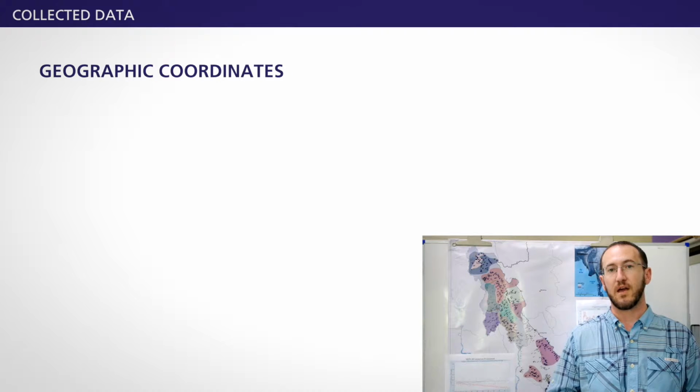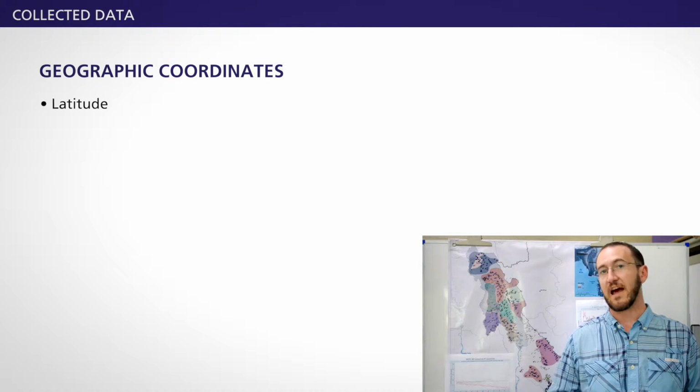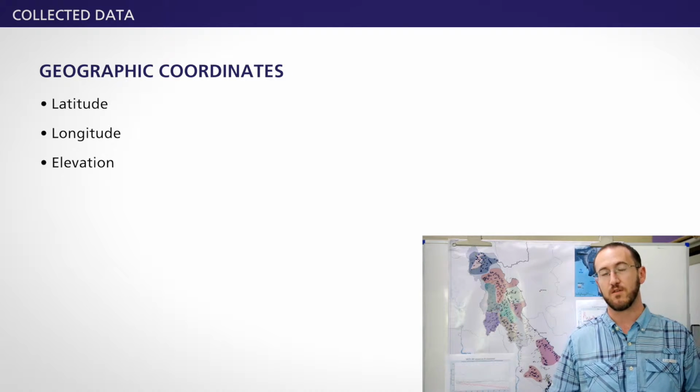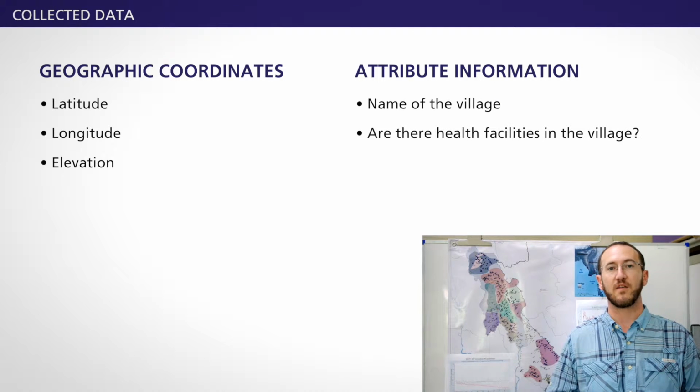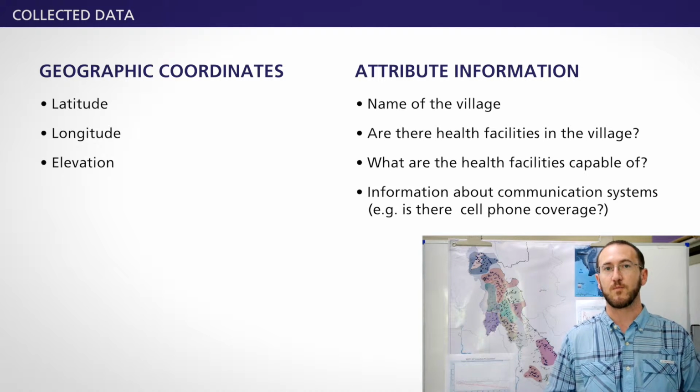Essentially, the list is, for each row, one point, which is one village or one hamlet. We have the geographic coordinates, so the latitude, the longitude, the elevation, and then we have some attribute information. So the name of the village, whether or not there are health facilities already in the village, what those health facilities are capable of, and some information about communication systems. So for example, we want to know whether or not you can use a cell phone in the community. In many places in Karen State, you cannot use cell phones.